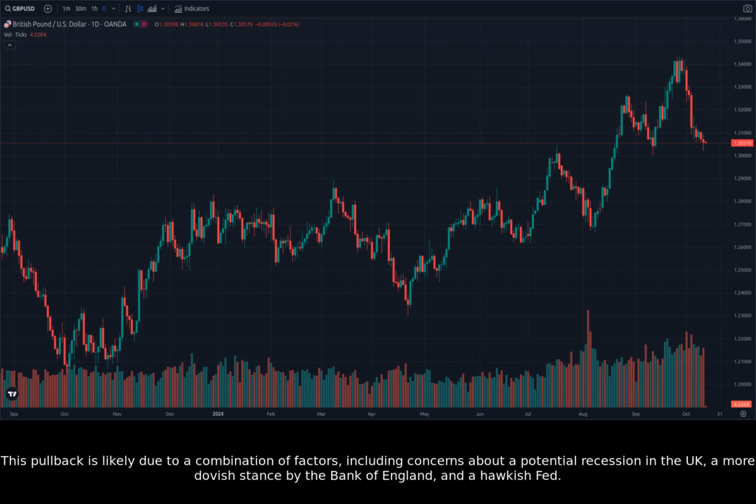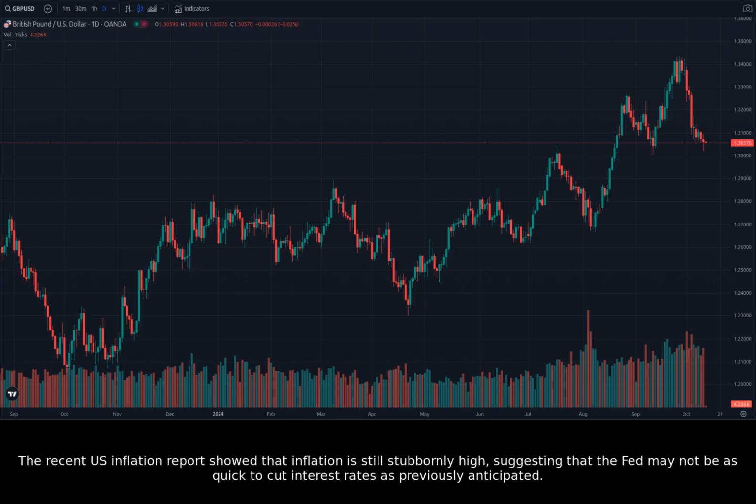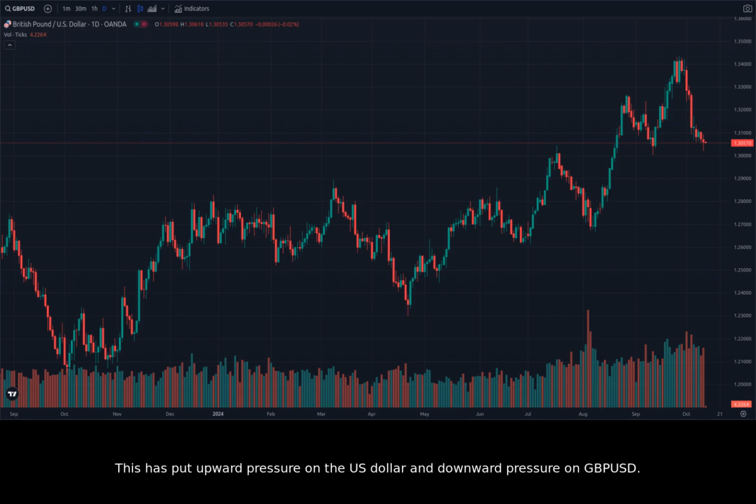This pullback is likely due to a combination of factors, including concerns about a potential recession in the UK, a more dovish stance by the Bank of England, and a hawkish Fed. The recent U.S. inflation report showed that inflation is still stubbornly high, suggesting that the Fed may not be as quick to cut interest rates as previously anticipated. This has put upward pressure on the U.S. dollar and downward pressure on GBPUSD.